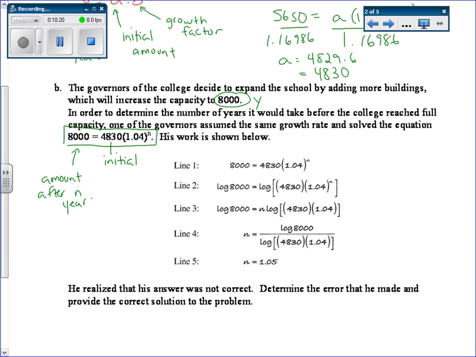So we've changed from x to n. I should have been consistent and used n, but that's okay. And so his work is shown below. So what we want to see is what he's done here. So line 1 is correct. That one works. That's correct.